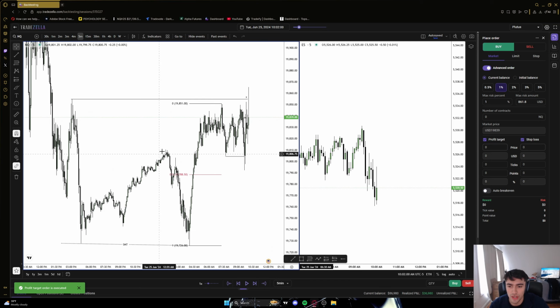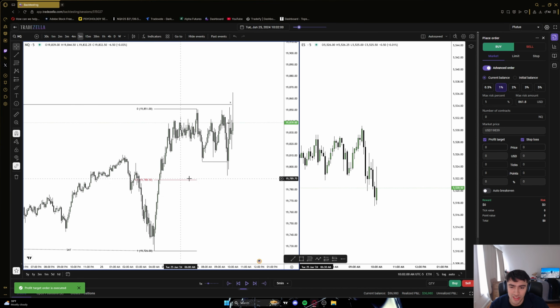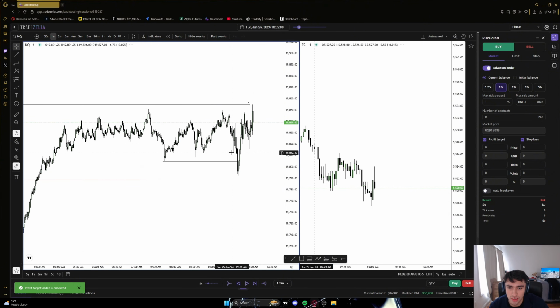So again, we are coming into this higher time frame breaker, sweeping the low, creating that protected low into a higher time frame PD array, and now we're taking the 1 minute IFEG.